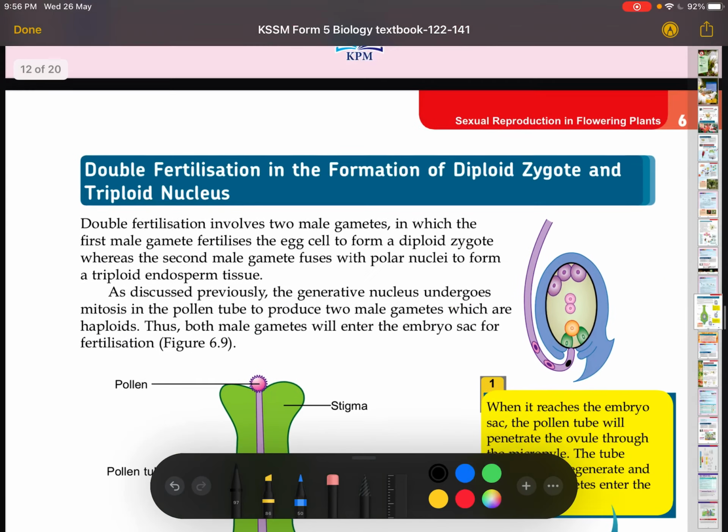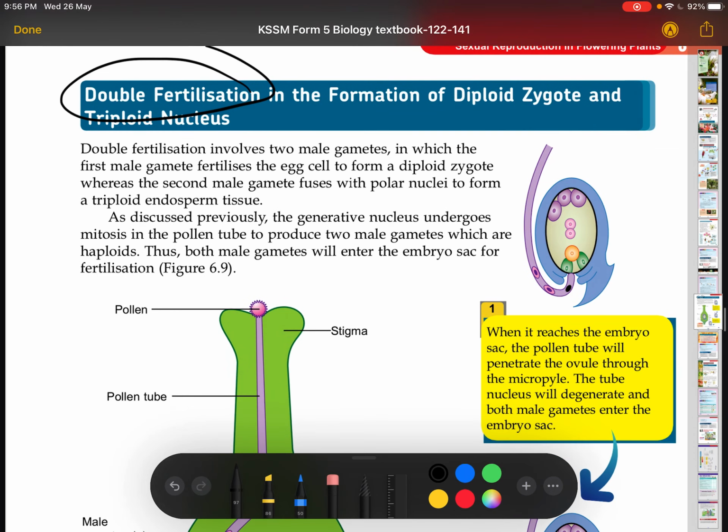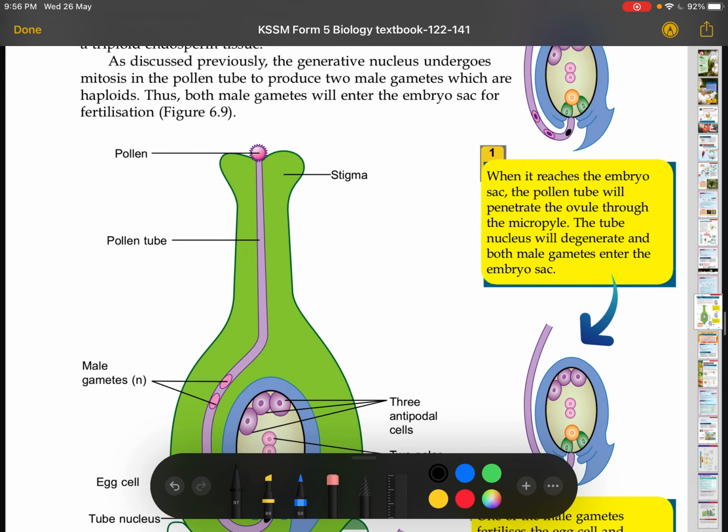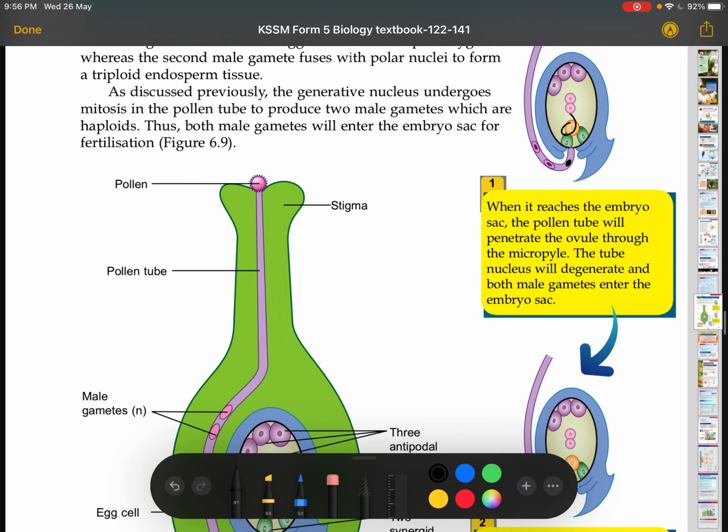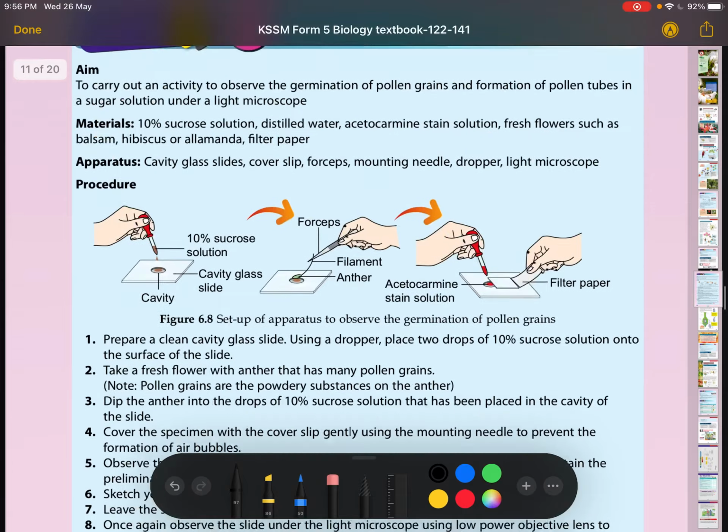So now what happens after it enters inside? We call it double fertilization, because there are 2 fertilizations that occur. The first one is the formation of the diploid zygote. So what happens is one male gamete will fertilize with the egg cell. Remember that the egg cell becomes a zygote. So this egg cell in the embryo sac fertilizes with one male gamete.